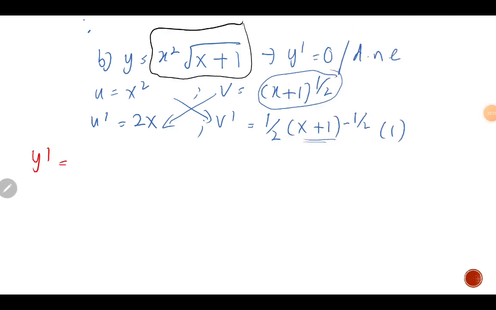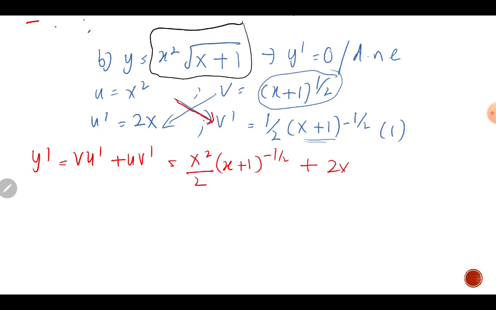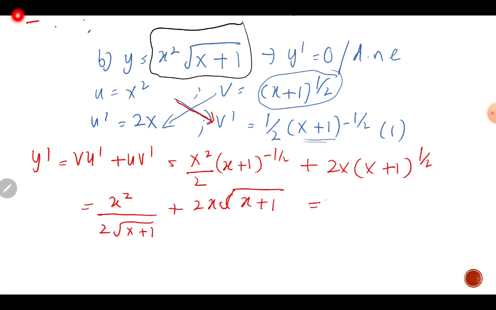So y prime sepatutnya vu prime plus uv prime ataupun uv prime plus vu prime pun mana-mana je lah, sama je. Okay, so yang ni sepatutnya darab je. So x square per 2 x tambah 1 kuasa negatif half tambahlah 2x darab dengan x tambah 1 kuasa 1/2. Okay, so in this case dia samalah juga dengan x square kuasa negatif half per 2 square root of x tambah 1 tambah 2x square root of x tambah 1 and we let it equals to 0. Jadi untuk nampak, saya commonkan dia, saya jadikan dia semuanya per 2 square root of x plus 1.